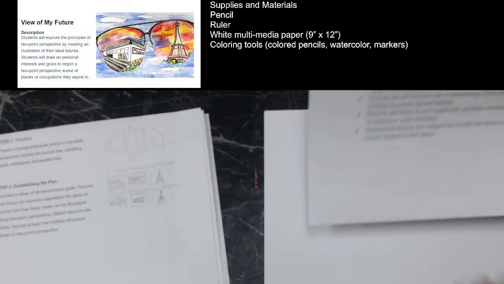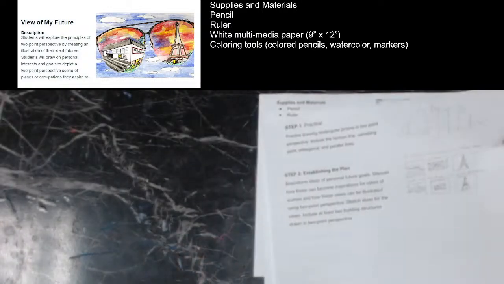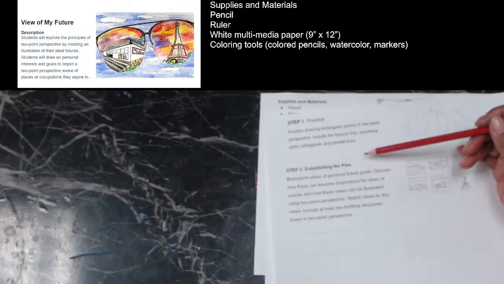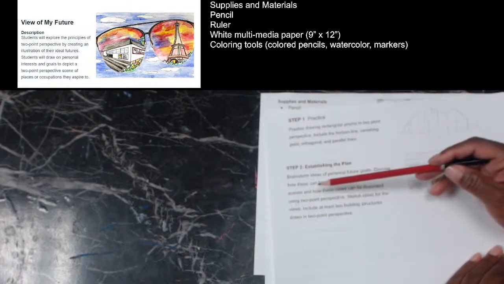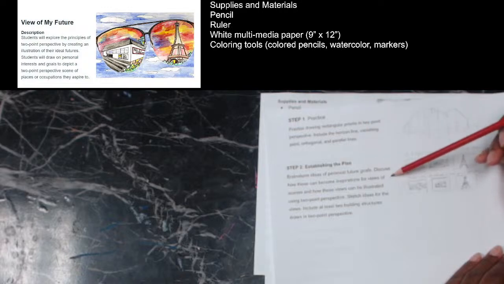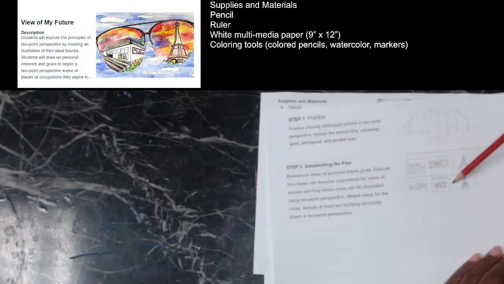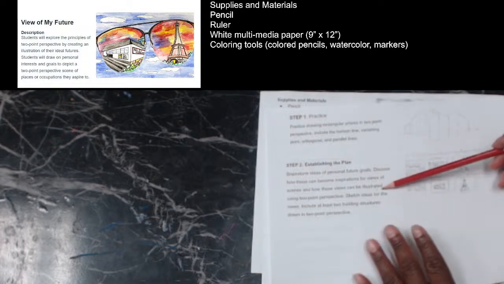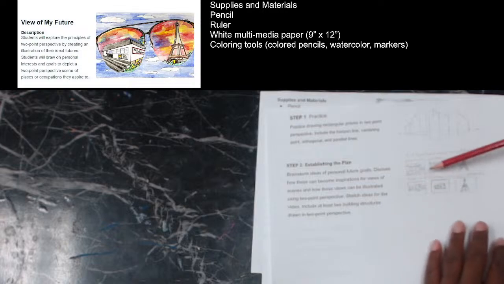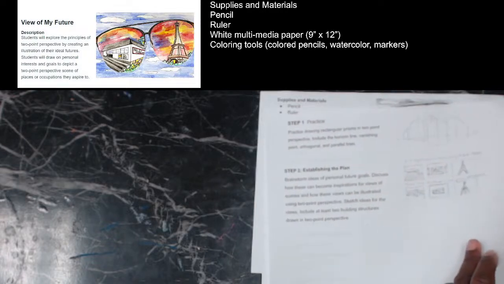That is very important. So I do want us now to begin to establish a plan. That is step 2. You're going to brainstorm the ideas of your personal future goals. You're going to discuss how these can become inspiration for views of scene, and how these views can be illustrated using 2-point perspective. You can even sketch out on that back side some of your views, like this person did here. They're showing the Eiffel Tower in Paris, France. That might be their future goal. They want to go there. You're going to sketch ideas for the views, including the 2-point building structure that we did with 2-point perspective.